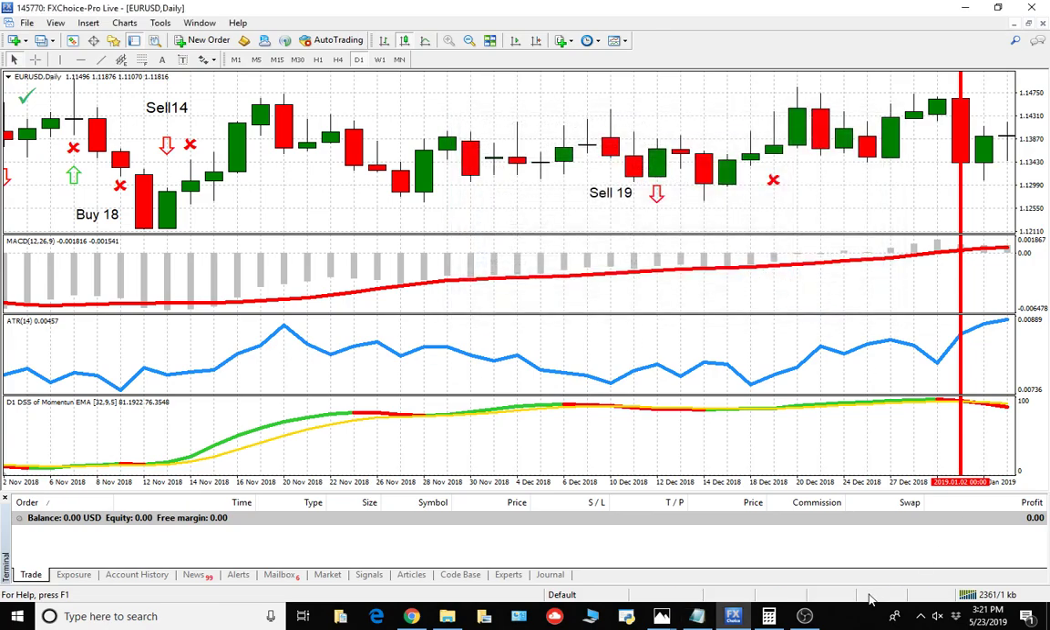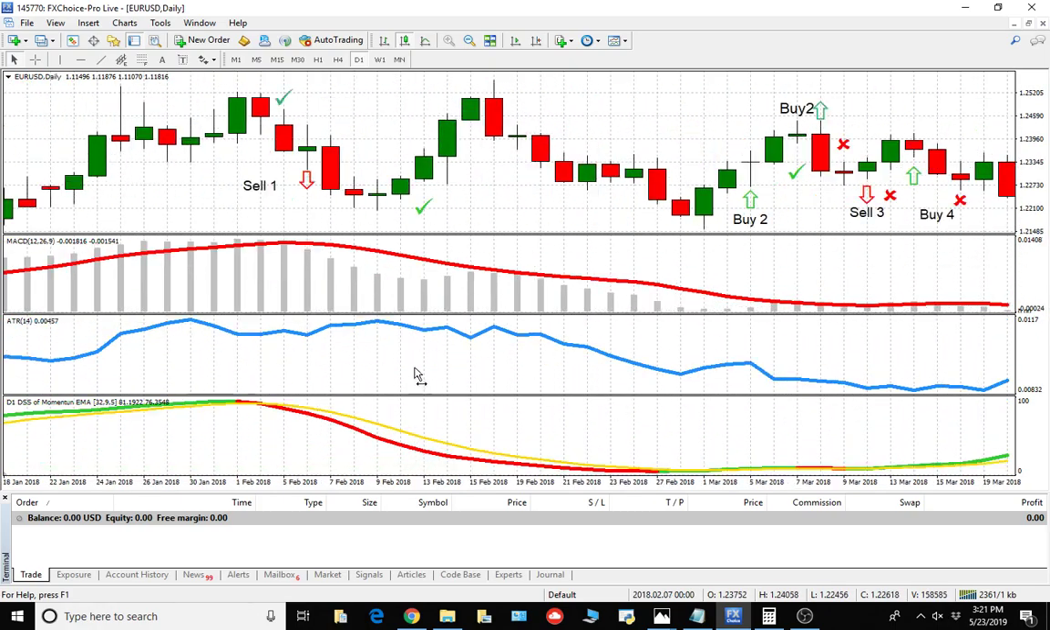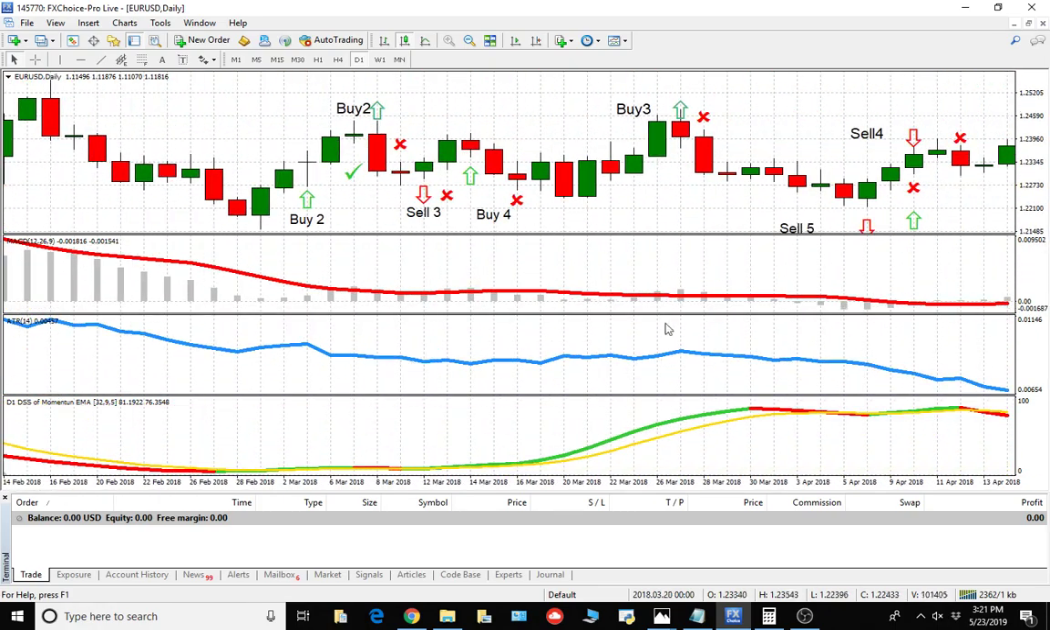Alright, so there you go everybody. We've got us a new indicator. The reason why I like this one a little bit better than the MACD is because you can modify it more.